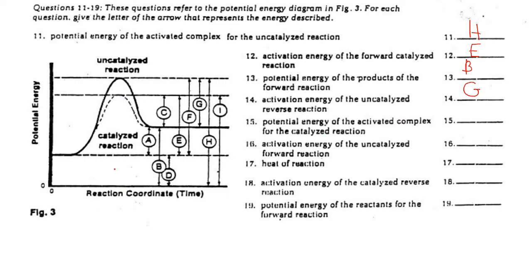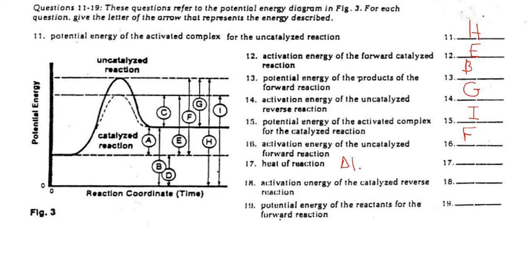15, PE of the activated complex for the catalyzed reaction. So now how high is the lowered hill? So PE, x-axis up to the line. So that's I. Number 16, activation energy of the uncatalyzed forward reaction. So now I want to get from here to the top of the hill. That's letter F.